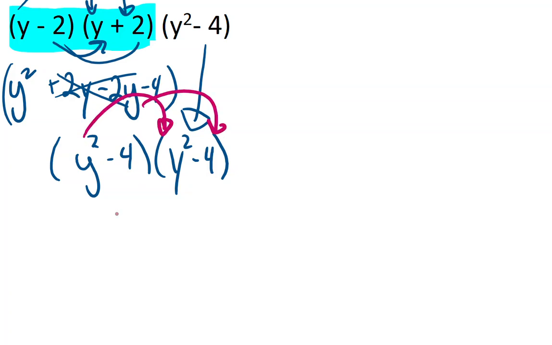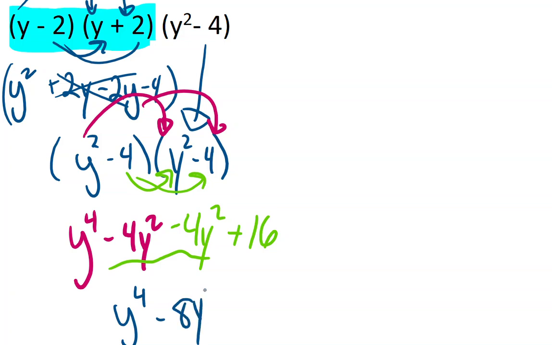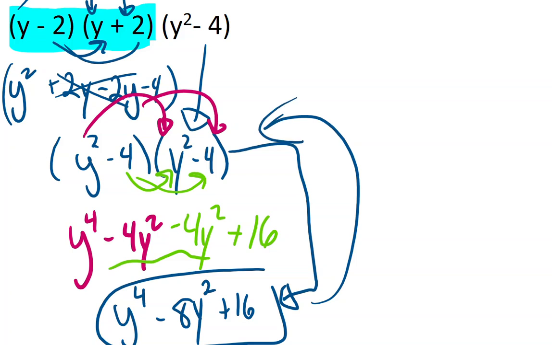And what you would expect is when you go to do this, you're going to end up with some duplicates. See that in the middle? They're exactly the same, and that's to be expected. But your final answer is going to be y to the fourth minus 8y squared plus 16. So we end up with a trinomial. But again, we're going to look for patterns with this, especially when we start going backwards in factoring.